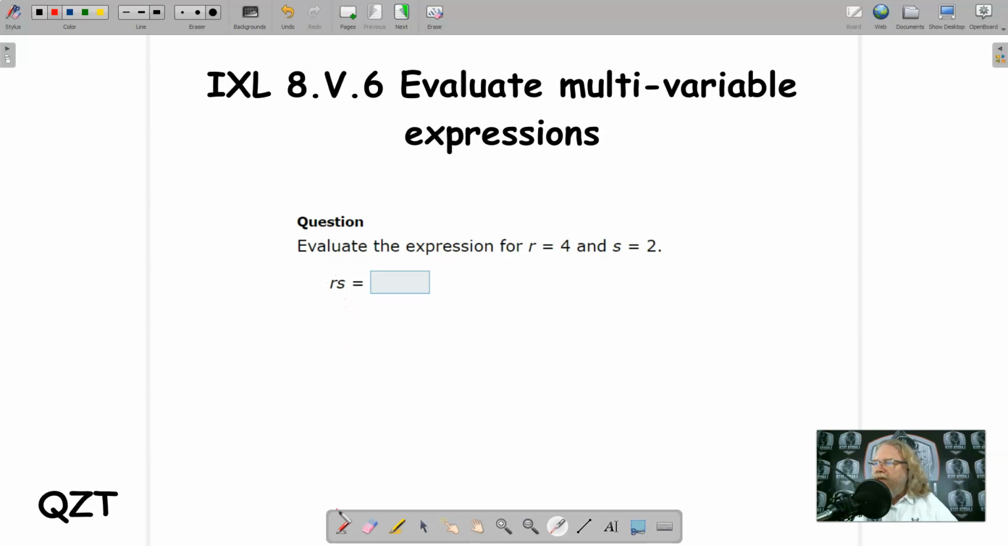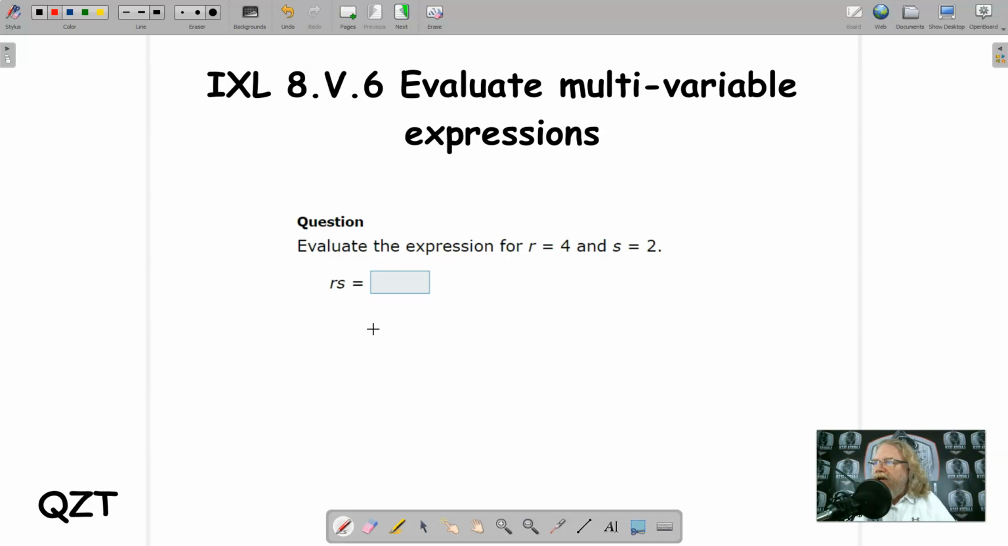So first we want to substitute these values for R and S, and then we want to simplify. That is to say, we want to actually multiply the numbers together or add or subtract or whatever the operation is in order to arrive at a final answer.